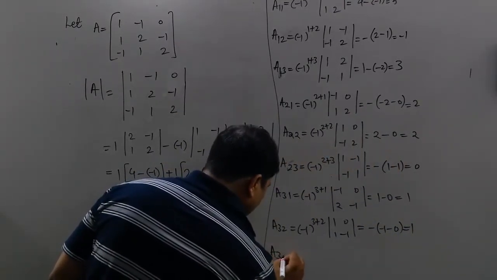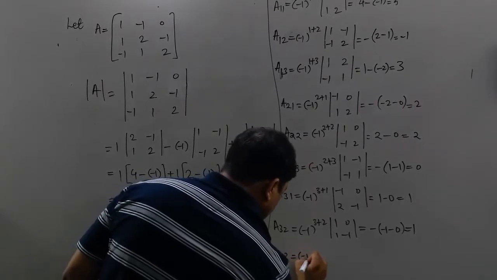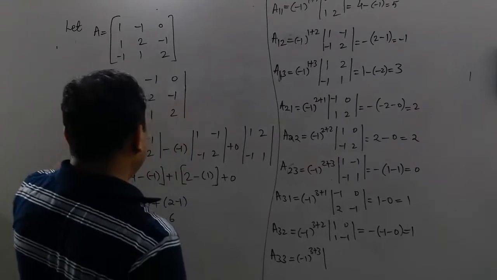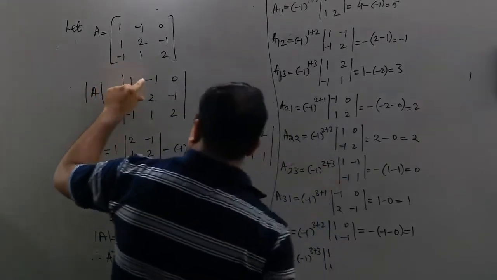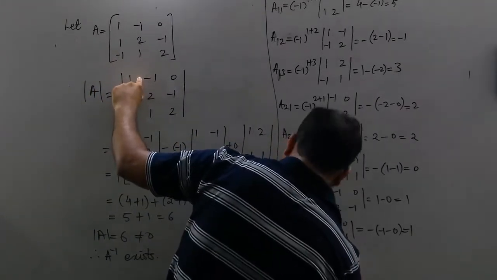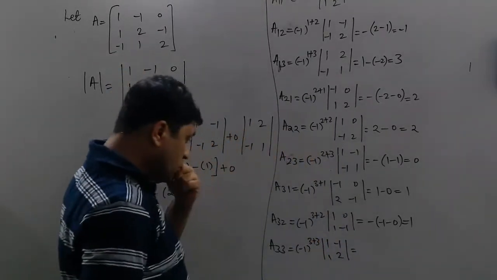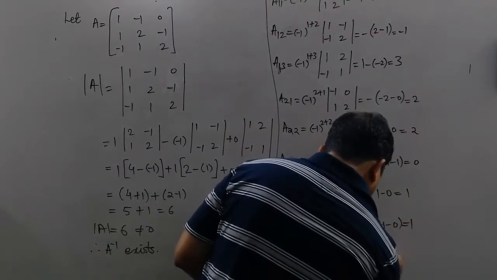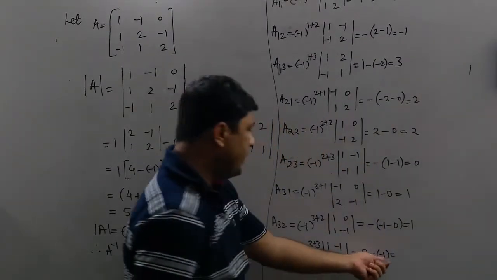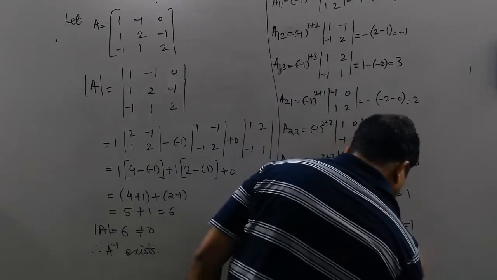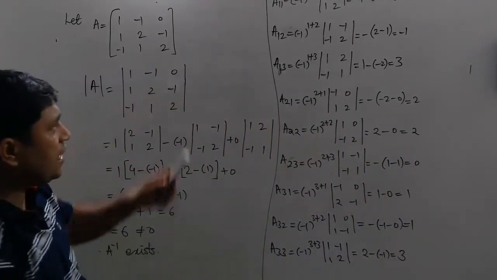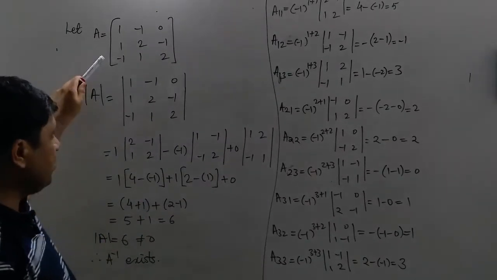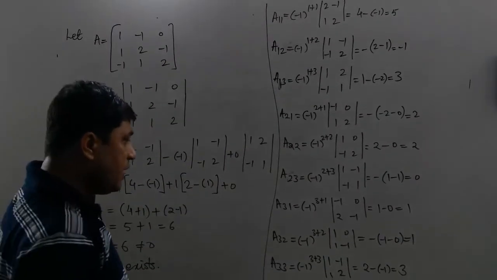Now we need to consider A 3 3. So it is (-1)^(3+3) and the minor of this element. So you will be having 1, 1 and we have -1, 2. Now (-1)^6 is going to be 1. So here this is going to be 2 minus of minus 1. So 2 minus minus will become plus and you will be having 2 plus 1 is 3. So this way we have calculated all the cofactors for all these elements of matrix A.